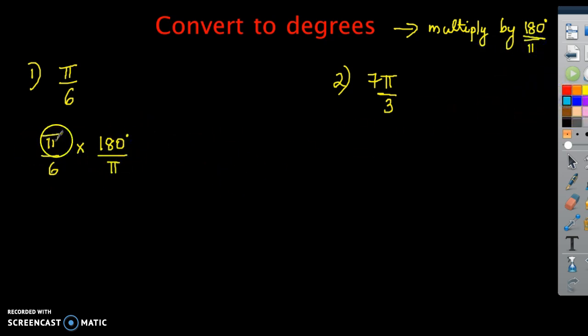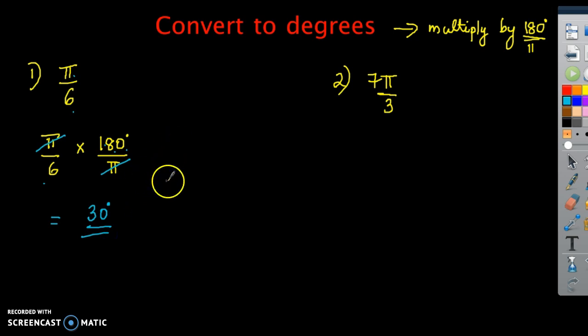Now what happens here is that the pi and pi are going to cancel and we get 180 divided by 6. The answer is 30 degrees. So we just converted pi over 6, which is equivalent to 30 degrees.